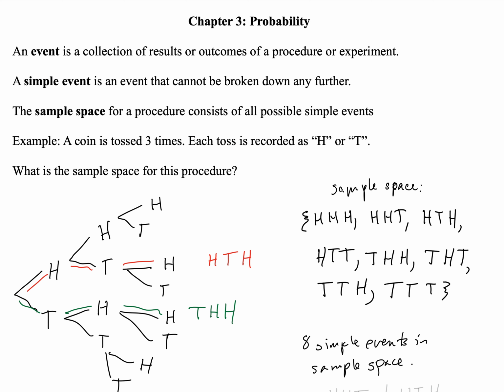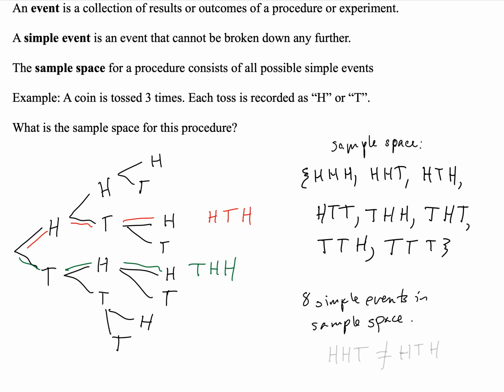And do note that, for example, the simple event head, head, tail is not the same as the simple event head, tail, head. And we'll see why that's important later on in the video. Counting those as 2 simple events is really important for finding accurate probabilities.